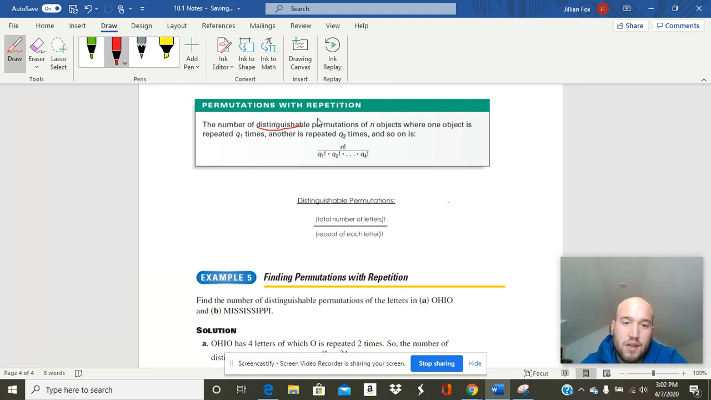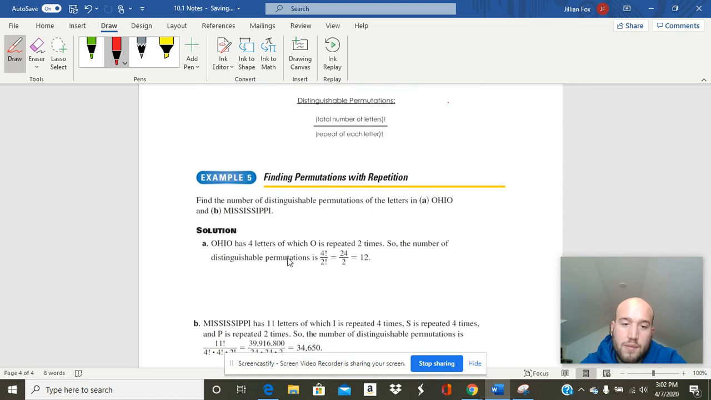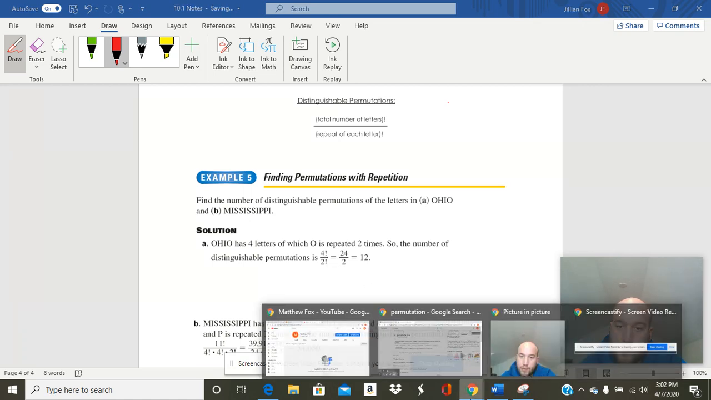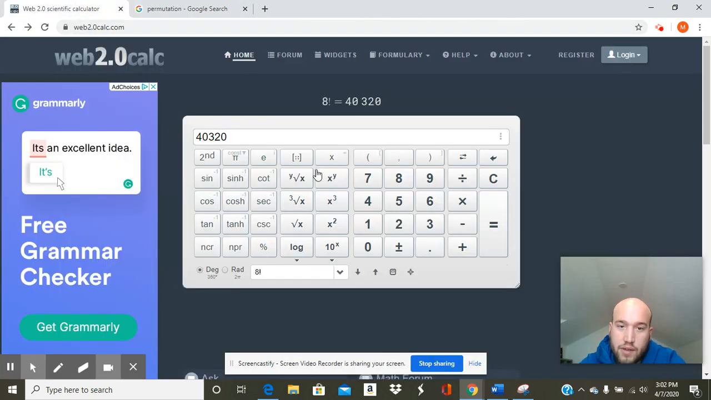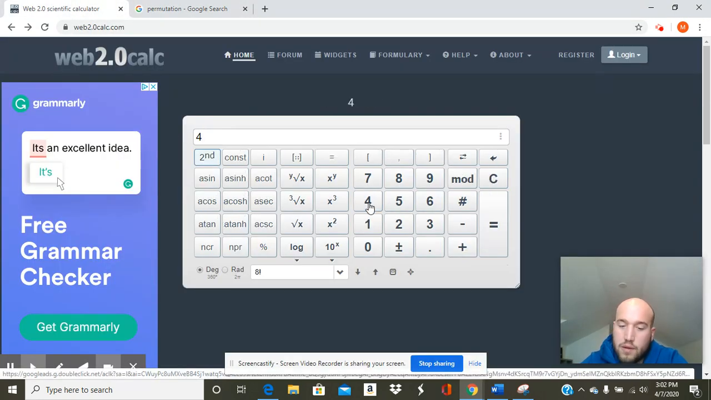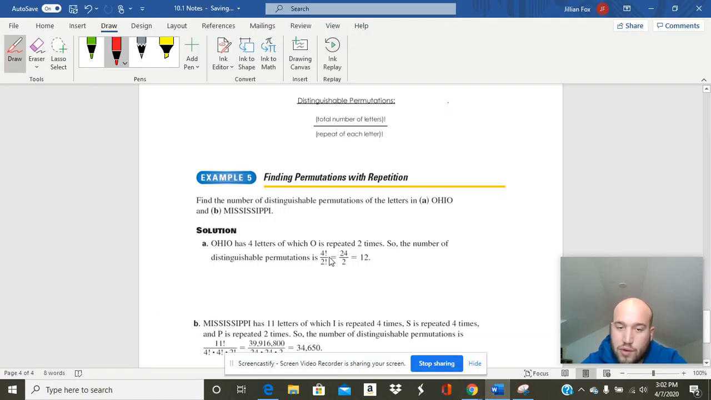So basically here it says we're going to take the total number of objects, or in our case letters, that's n factorial, or here you'll see the total number of letters, factorial. And then on the bottom we have to put how many letters repeat. Now what I mean by that, if we go down here, Ohio, it's 4 letters. So we start with 4 factorial. Now 4 times 3 times 2 times 1, or if we do that on our calculator, 4, hit that exclamation point, factorial, gives us 24, okay? So 4 factorial is 24.